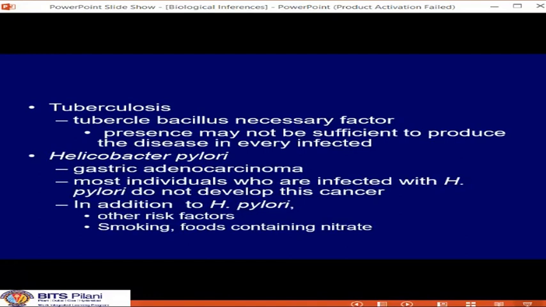What is that something else? Perhaps it is smoking. Perhaps it is food rich in nitrates, or it is alcohol, or something else. So Helicobacter pylori is necessary, but not sufficient to cause gastric cancer. I can see that somebody suggested NSAID. Yes. So in addition to H. pylori, many other risk factors are also required. So it's a two-step process. So we say that H. pylori is necessary by itself, but not sufficient.